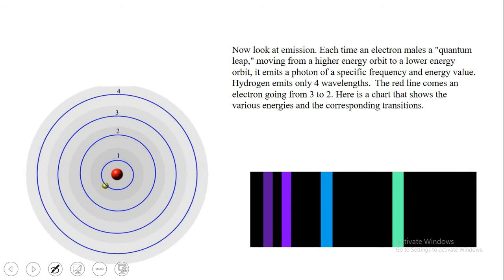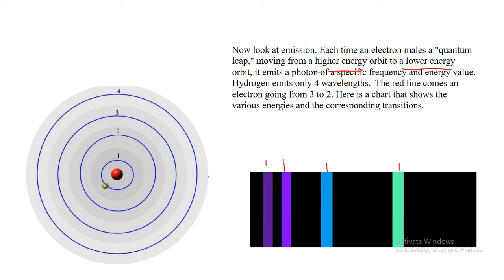Here's a more detailed example. These are the 4 colors that he saw. Now, this tells us a couple of things. As we just mentioned, when electrons move from a high energy to a low energy, energy is released in the form of light, a specific frequency and an energy value, which corresponds to a different color. Hydrogen has 4 wavelengths.